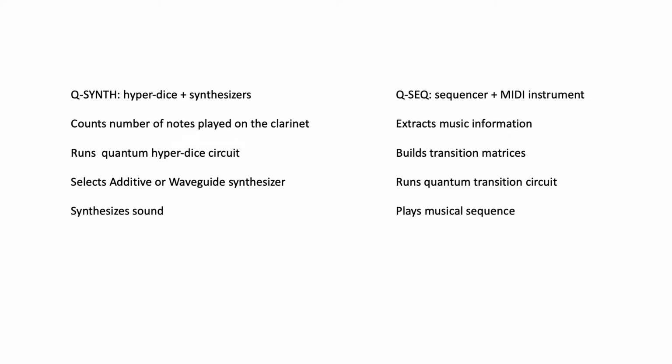QSIC uses the quantum sequencer and the MIDI instrument. It extracts musical information from the sounds played by the clarinet. Then it builds transition matrices, and then it runs quantum circuits which represent those matrices and generates the musical sequence which is played in response to the clarinet.